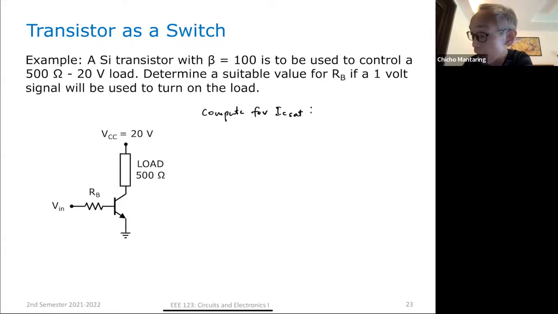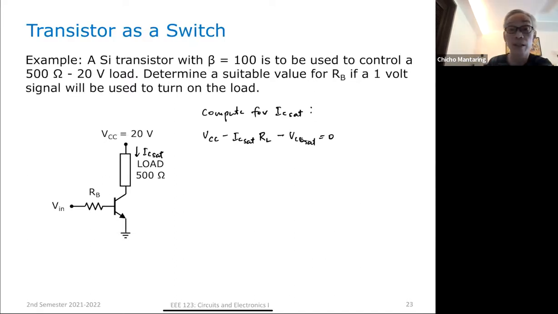That is the collector current when your transistor is saturated. If this is IC SAT, what is IC SAT? If we do an incremental KVL in this particular loop, VCC minus IC SAT multiplied by RL, where RL is my load resistance, minus VCE SAT is equal to 0. We're assuming that this is saturated, that is why IC SAT is flowing. So IC SAT is the current that flows when your transistor is saturated.